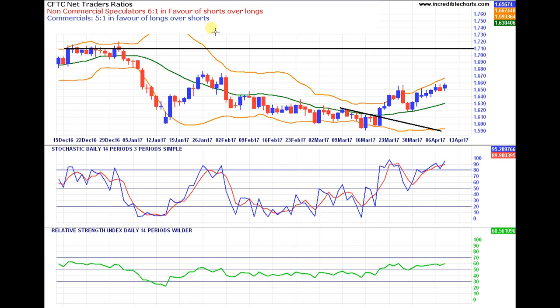All you've got to do is total up what non-commercial specs have got and commercials in terms of AUD USD and GBP USD. So what have they got? Non-commercial speculators 6-1 in favour of shorts over longs. That's despite the nice rally up in the pound. Commercials 5-1 in favour of longs over shorts. So the commercials are still very bullish on the pound. Ratio slightly down on last week, but they're still pretty extreme. They point to more upside in the British pound.